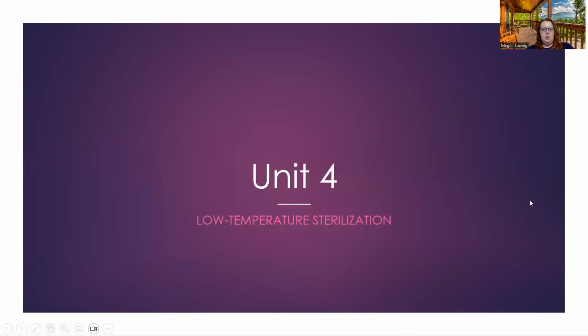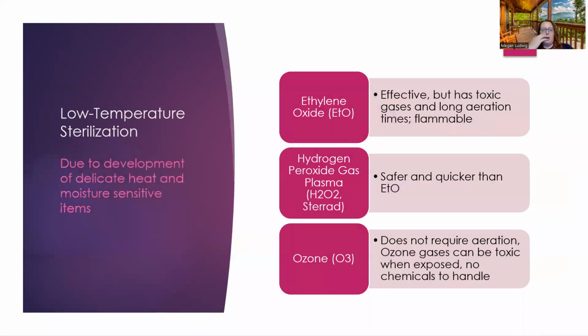Okay, let's talk briefly here about low temperature sterilization. So steam was one of the most commonly used high temperature. Now, if we have items that are too delicate or heat sensitive or even moisture sensitive, we're going to use a low temperature sterilizer. So these are three common low temperature sterilizers: ETO, which is ethylene oxide, and you have hydrogen peroxide gas plasma, or ozone.